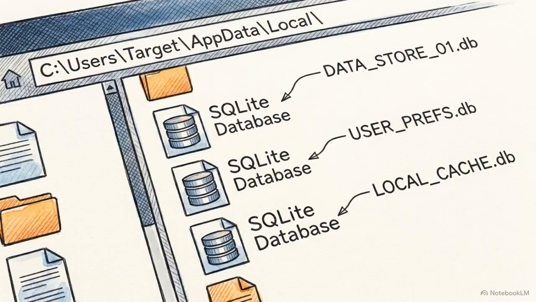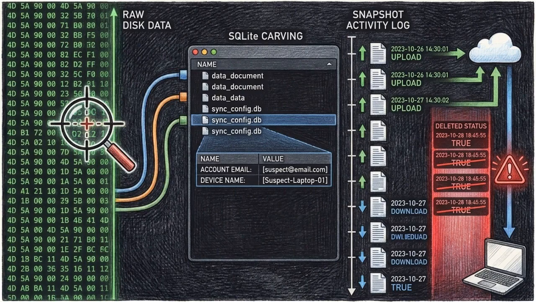Investigators navigate to the Windows App Data Directory structure to locate hidden SQLite databases left behind by the sync clients. This visualization shows the carving process. You isolate specific target database files, focusing explicitly on sync_config.db. Inside, you find critical metadata tying the hardware to the crime, account IDs, emails, and device names.